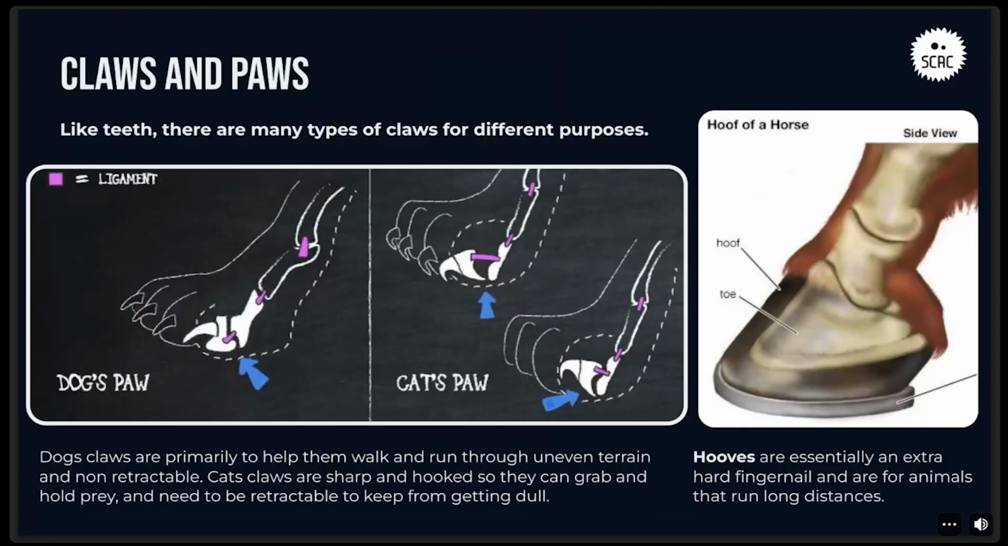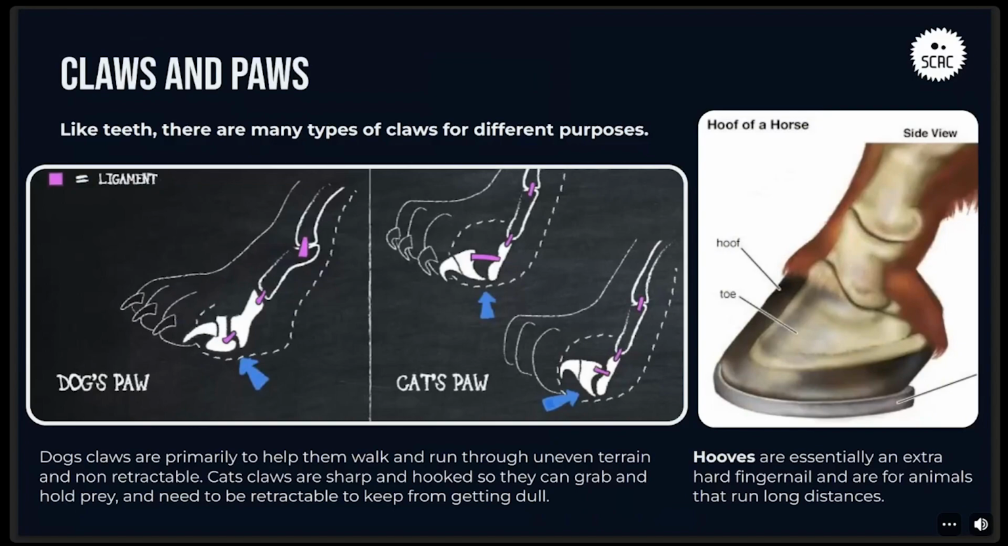Speaking of thinking things through, let's talk about claws. Claws, like teeth, have very intentional meanings, and also like teeth, are usually either hooked or not hooked. Let's talk about dog claws for a second. I say dog claws, they're dog tribe claws, largely, and non-retractable claws are primarily there to help you walk and run through uneven terrain. They are non-retractable in order to be able to do that, right? And they're often duller because they're constantly being used.